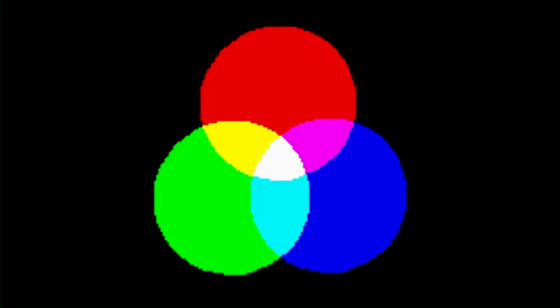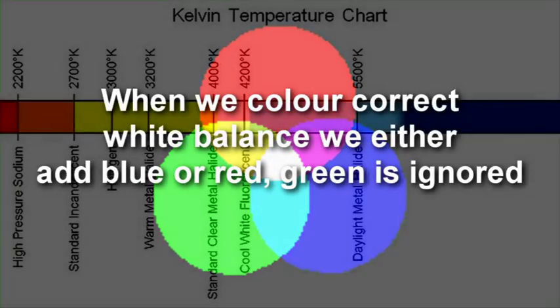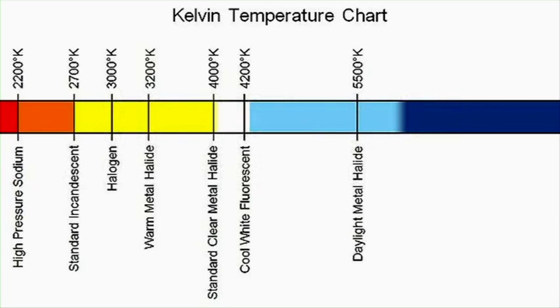The white balance is the amount of blue light to red light emitted by any light source. Green light is ignored as it is in the middle of the spectrum. This is why, when we adjust the white balance, we either add red or blue to the photo. Light is measured in degrees Kelvin. The higher the degrees Kelvin, the bluer the color. The lower the degrees Kelvin, the redder it is.